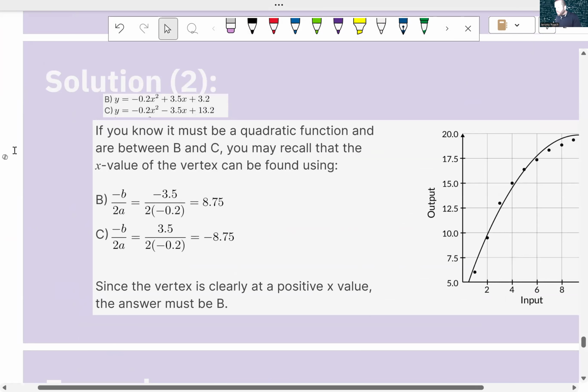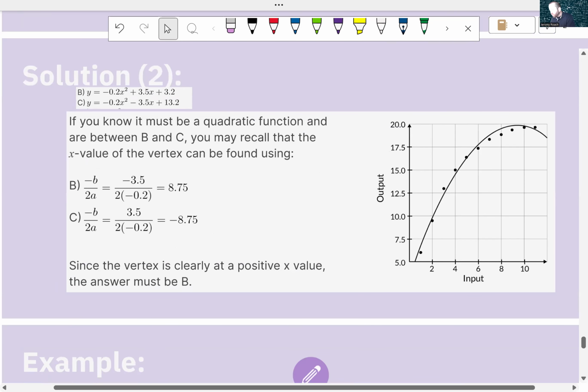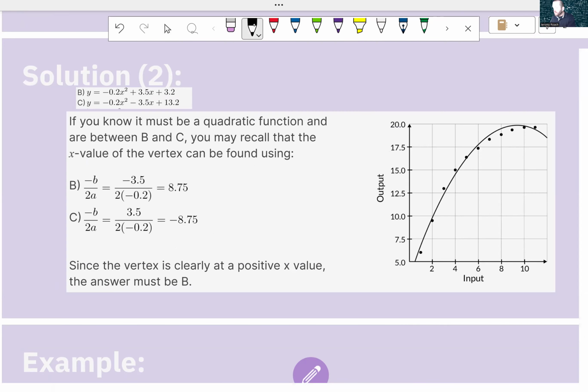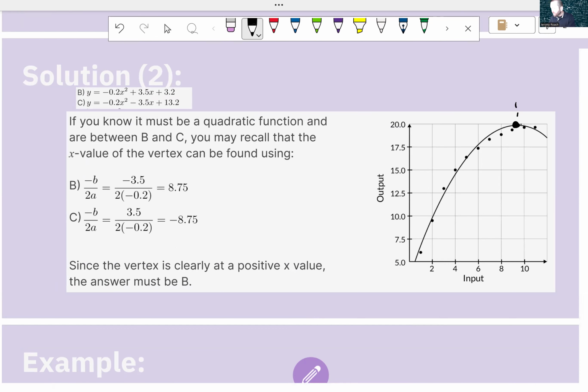Okay, so it says B or C. So the first thing that I would do for this problem is to examine where the vertex is located. The vertex is the highest or the lowest point, depending on if it's opening up or down. Here it's opening down, so the highest point is the vertex. And the vertex is somewhere maybe around about there. And sometimes you might see your teachers draw the vertex like this.